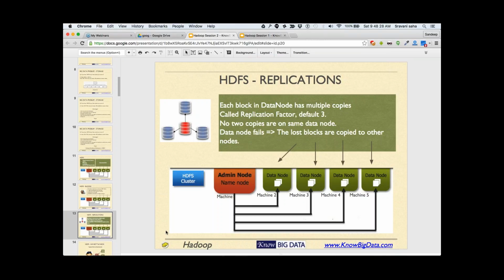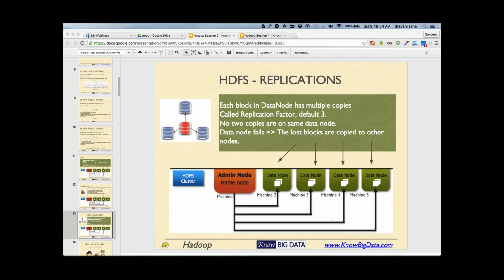Okay, so let's say there were A, B, C, D, these four computers, and you copied one file. When you store the data, one copy went here, one copy went here, one copy went here. This is the replication of data, three copies of the same data.